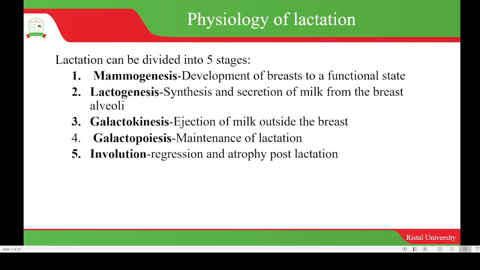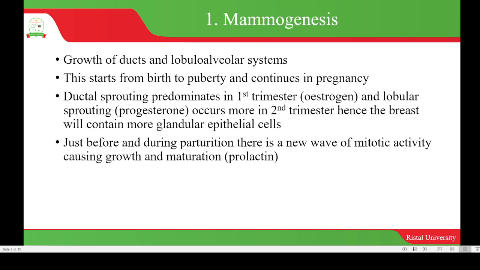The physiology of lactation. Lactation can basically be divided into 5 stages. Mammogenesis is the first, and this is the development of breasts into a functional state. Lactogenesis occurs next, and this is the synthesis and the secretion of milk from the breast alveoli. And then galactokinesis is the ejection of milk outside the breast. Galactopoiesis is the maintenance of lactation, and then involution is the regression and the atrophy of the breasts after lactation. Let's briefly look into the details of each of these steps.